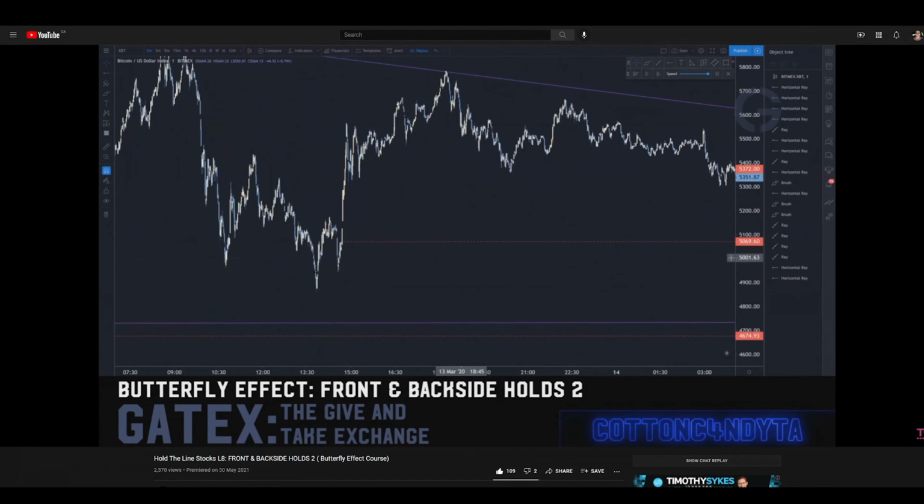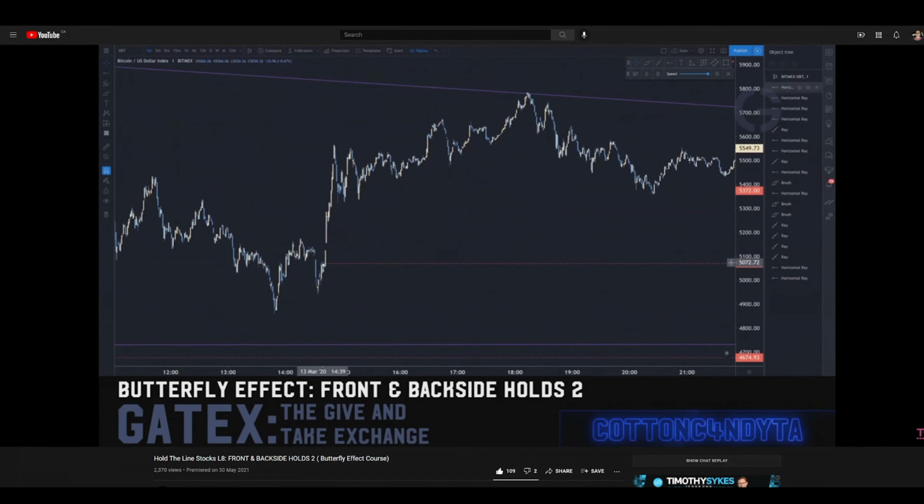There's possibly something right here. You could make a case for this right here, but this would be pretty thin. You could make a case for one of these two levels. It would be pretty thin though.